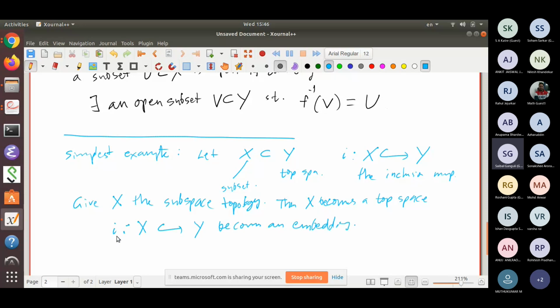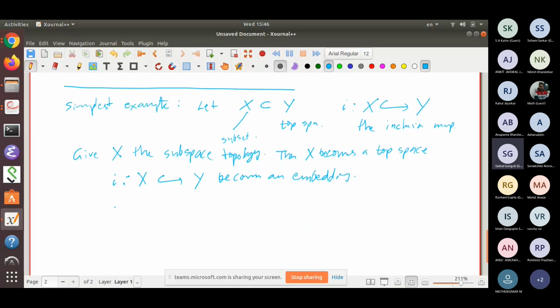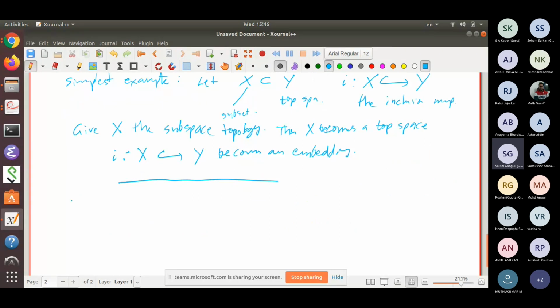If I want to make i an embedding, this is the only topology I can give it, because I want all those sets here to be open, which are inverse images, meaning intersection of X with some open subset of Y. That was the definition of subspace topology. Subspace topology is what makes the inclusion map an embedding. But there are all kinds of nice examples in everyday life of embeddings.